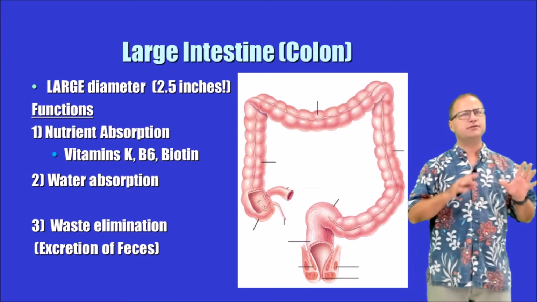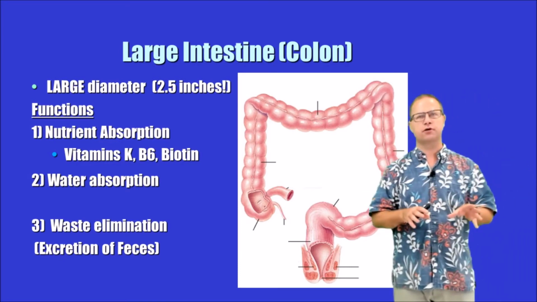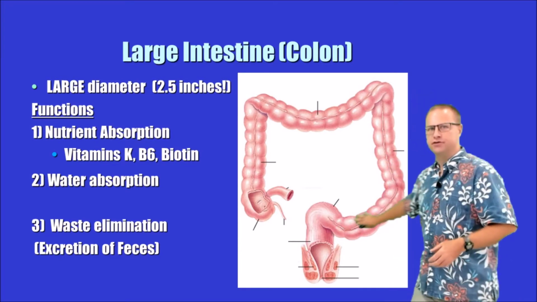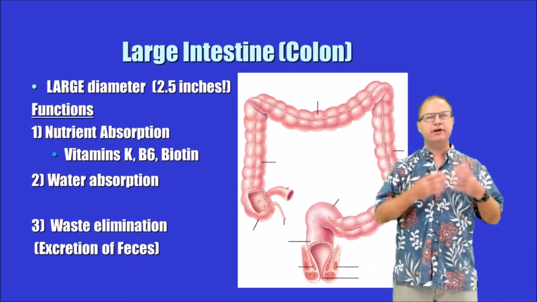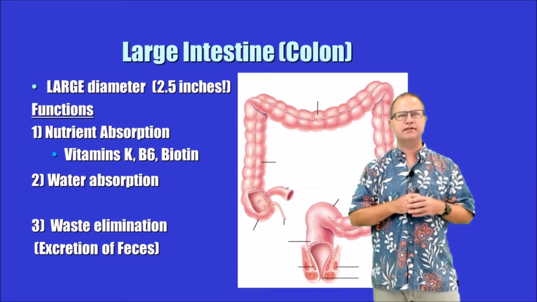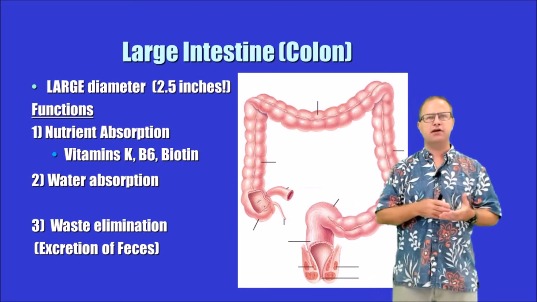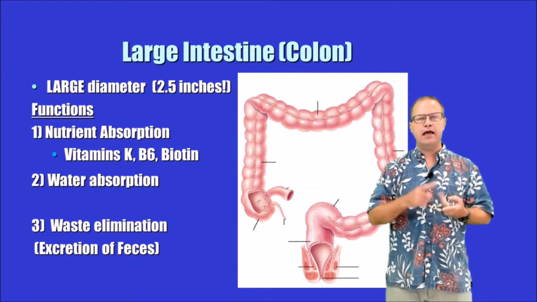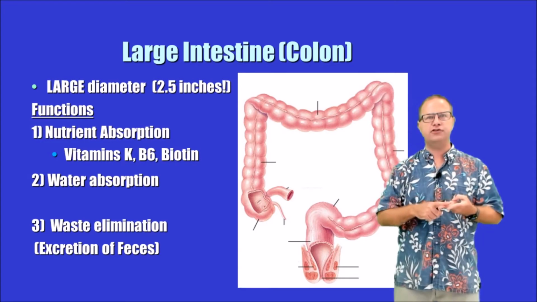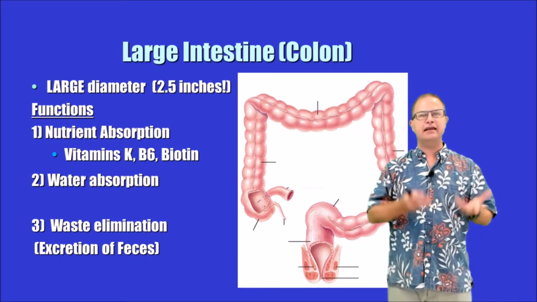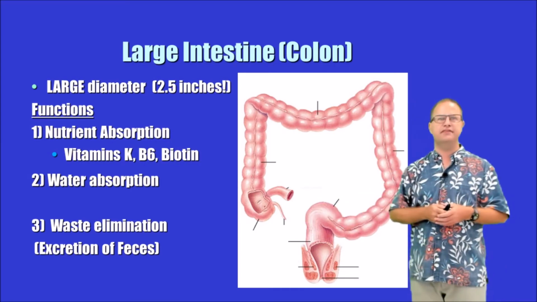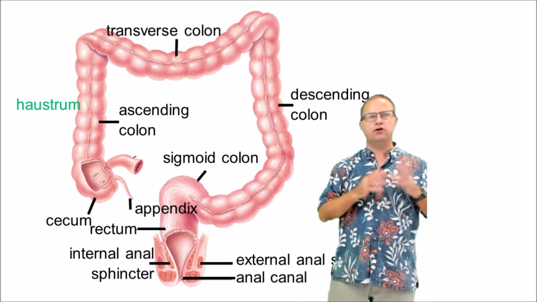So the function here is absorption, but not so much nutrient absorption. We are going to absorb some vitamins that are freed up through bacterial fermentation, because there's a lot of bacteria in here, but we're not really absorbing amino acids and carbohydrates and stuff like that. All of that primarily happens in the small intestine. So the main functions of the large intestine are absorbing excess water from the food and also absorbing any vitamins or minerals that are freed up from bacterial fermentation of what is left over. And finally, the large intestine helps us to get rid of that excess fecal material through the process of defecation. Okay, let's first take a look at the anatomy of the colon.